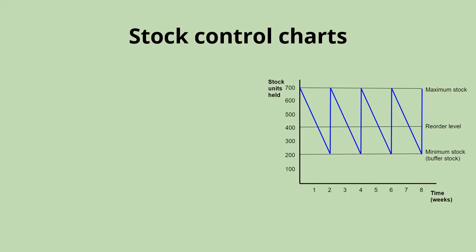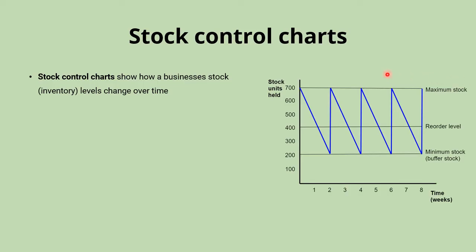When we talk about a business's stock levels, we mean the items that have been purchased or made by them that are waiting to be sold. And we sometimes refer to that as inventory as well. And so this is quite a typical example here of a stock control chart, which shows us how those stock levels are changing over time.